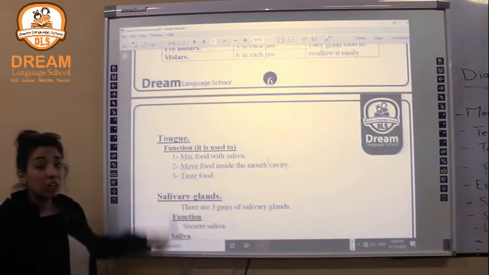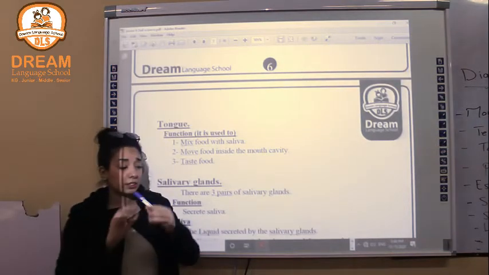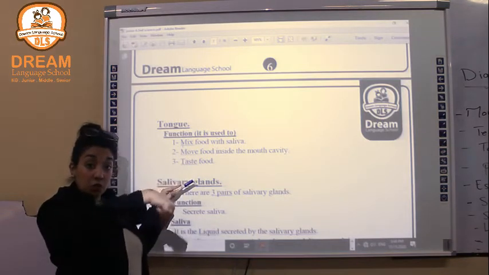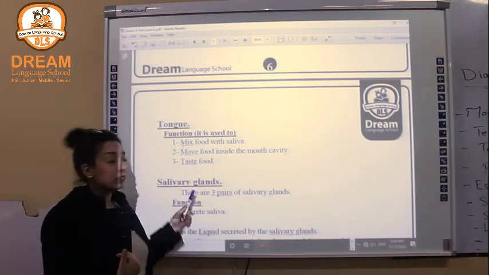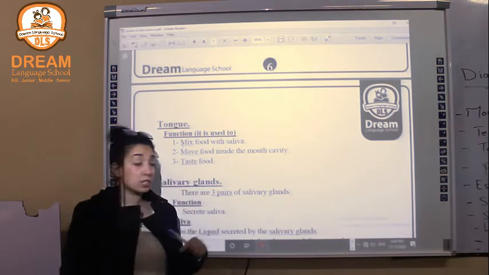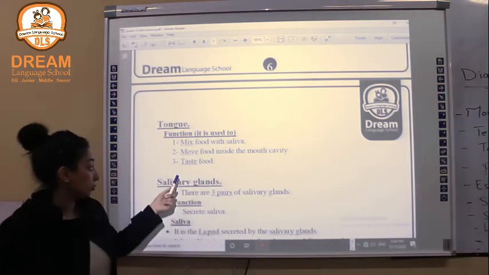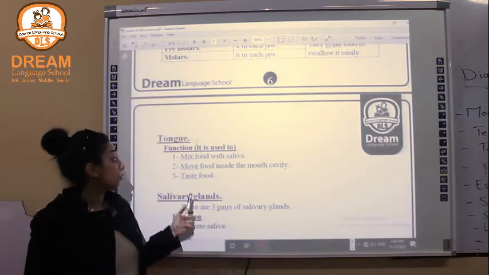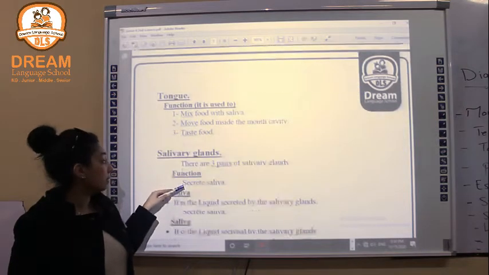We will go to the tongue. What is the function of the tongue? It's very easy: M-T. Mix the food with saliva, move the food inside the mouth, and taste the food. The tongue mixes the food like a spoon, moves it inside the mouth, and helps you to swallow. Mix, move, taste.